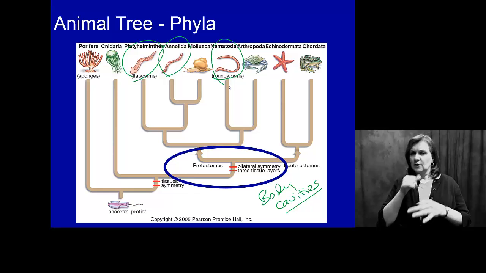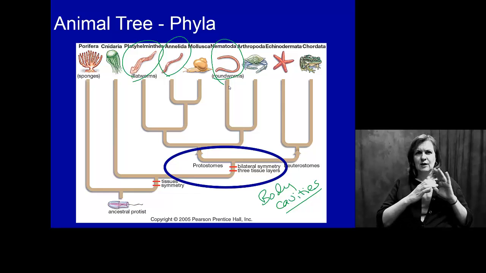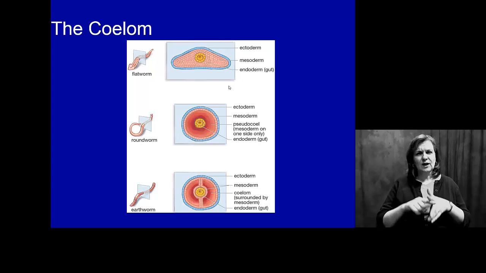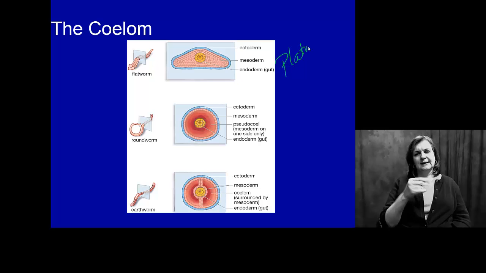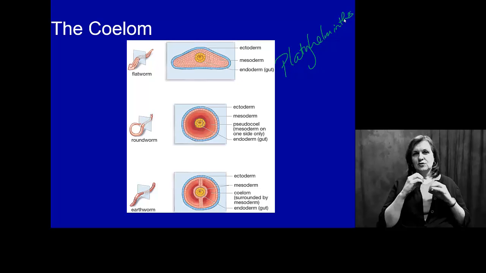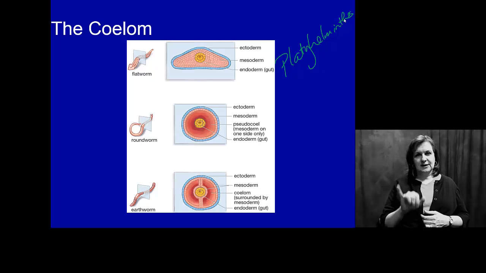We've talked about these before. If you don't remember, you can go back to the animal characteristics and look at the body cavities. But briefly, we want to start with the flatworms, also known as Platyhelminthes, because they have no internal body cavity.